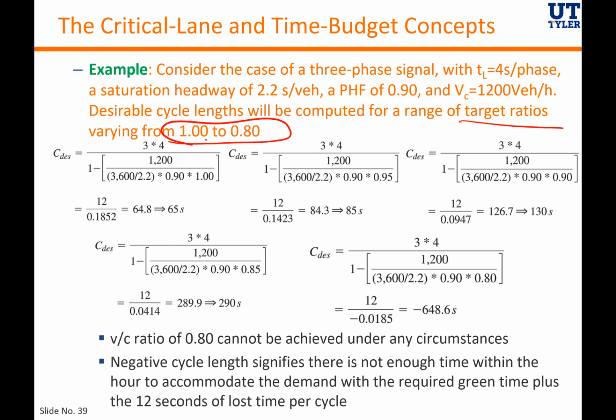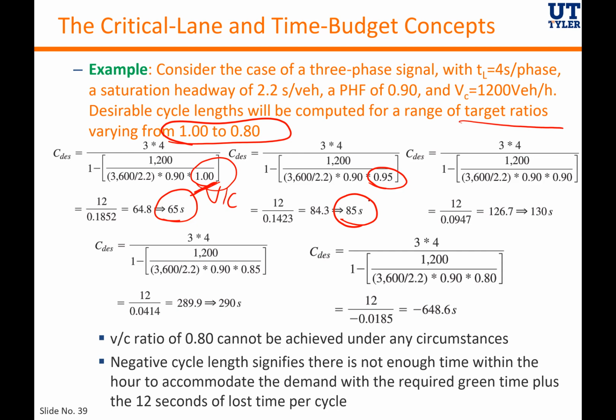and seeing how much that would impact the desirable cycle length. If I'm using the full V over C of 100%, or 1, I need a desirable cycle length of 65 seconds. But again, you're really pushing it. It's 100%. So we went now from 1 to 95%, which is 0.95, and now the desirable cycle length is 85 seconds. That's fine.